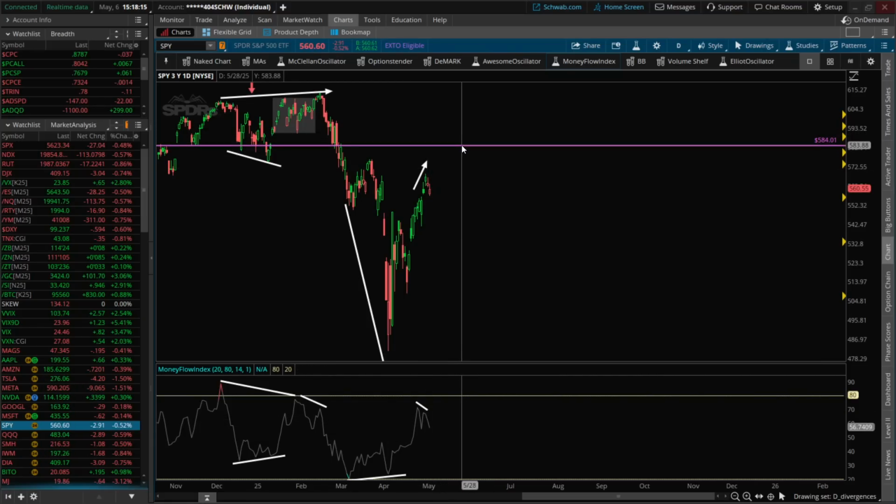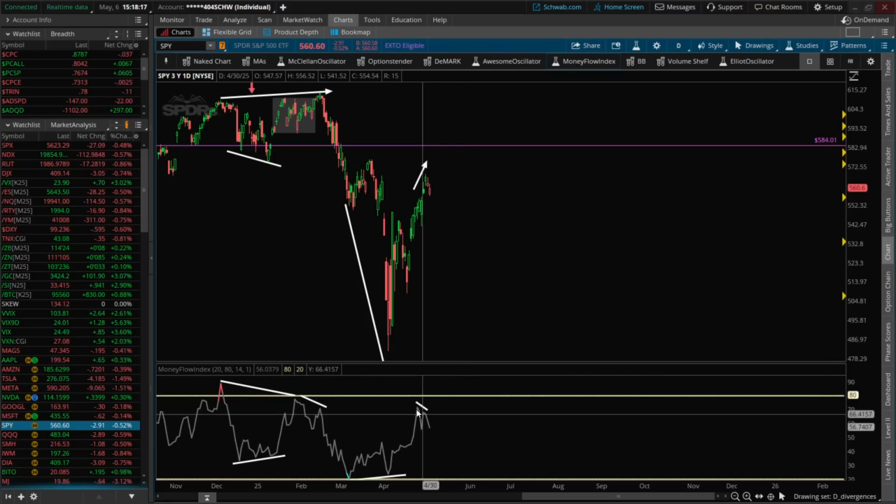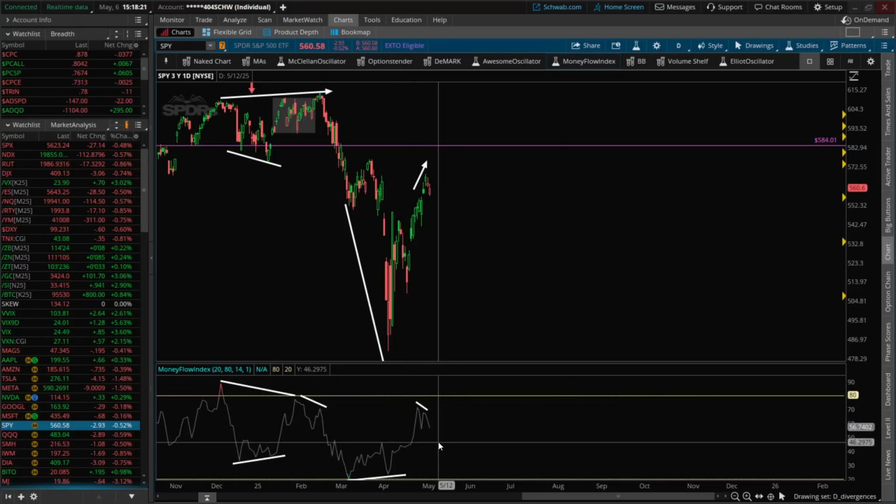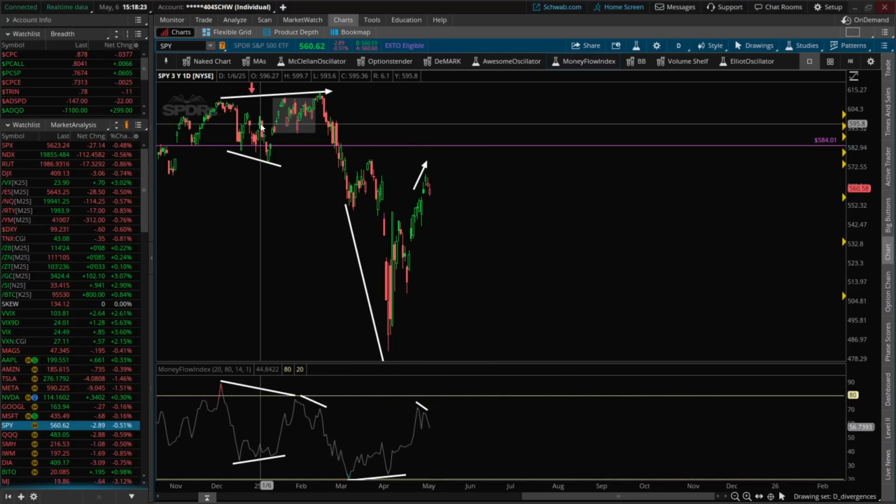Maybe we make it back to this 584. Possible. But right now it's negative divergence and it's starting to weaken. So it's starting to show some cracks in the market.